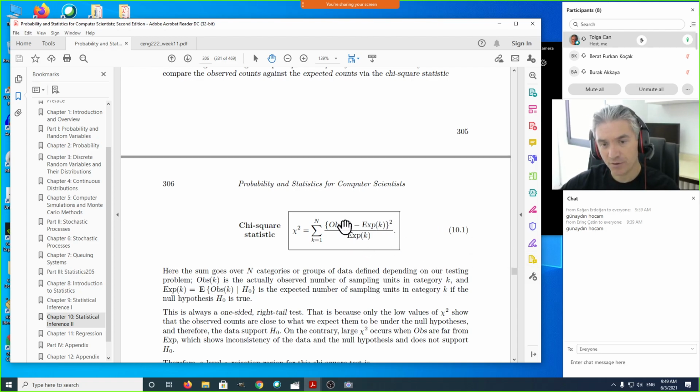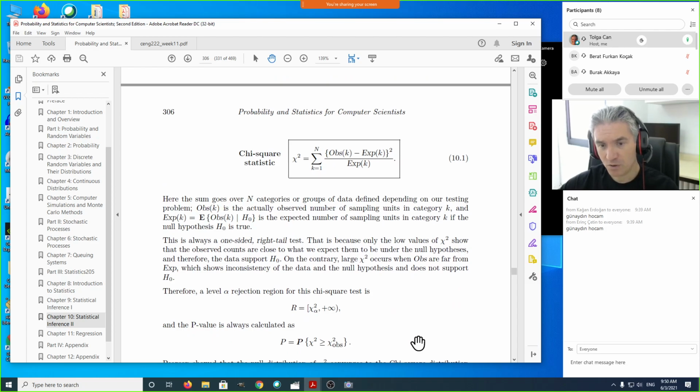And these square distances are normalized by the expected counts to have equal contribution from each of those bins. So they are normalized like this, and they're summed up. So it's a summation of differences.